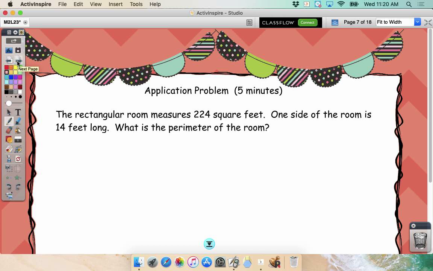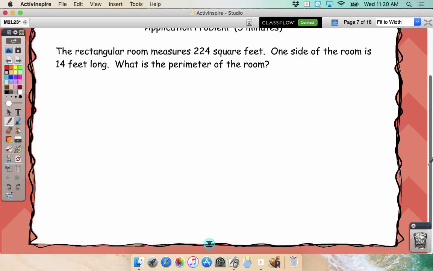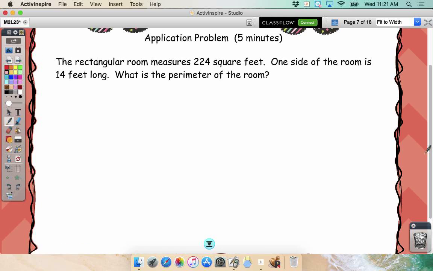exit ticket? Me too. So let's look at this application problem. This is a good one. And it's going to seem pretty simple to you now. Turn the page or turn it over, whatever you need to do.